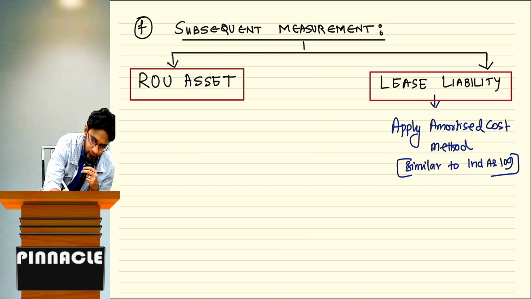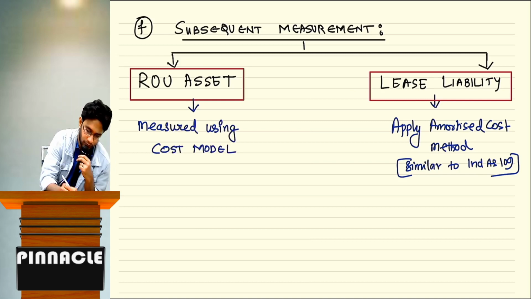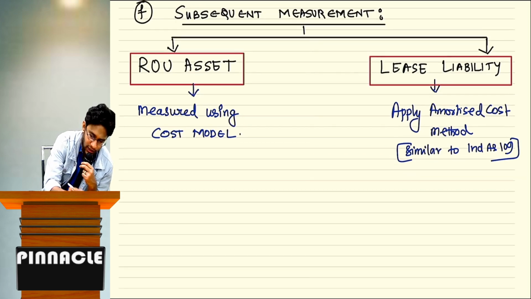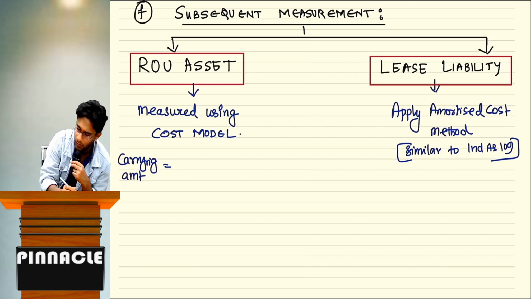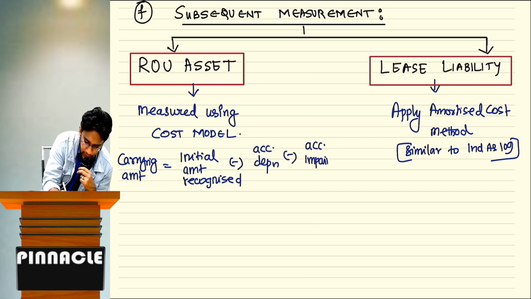So it is measured using the cost model. If you are applying the cost model, tell me, sir, what is your carrying amount? Initial amount recognized, minus accumulated depreciation, minus any accumulated impairment loss.